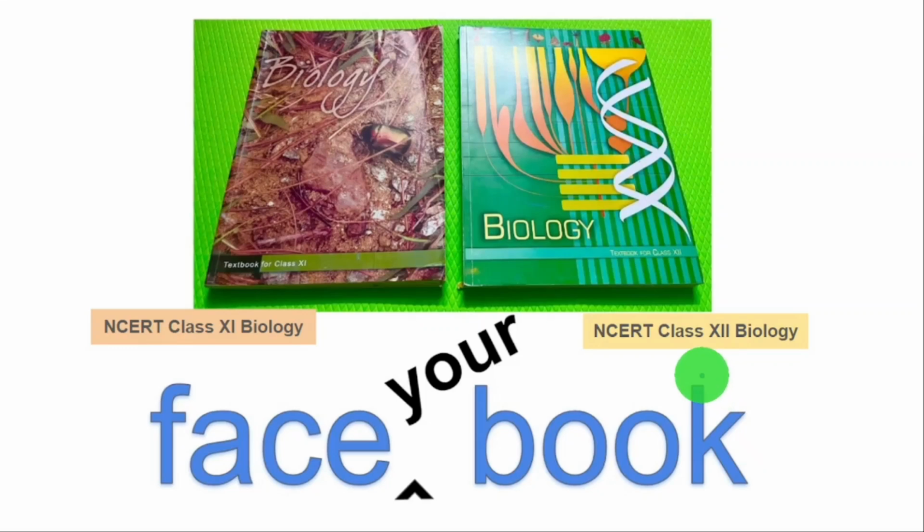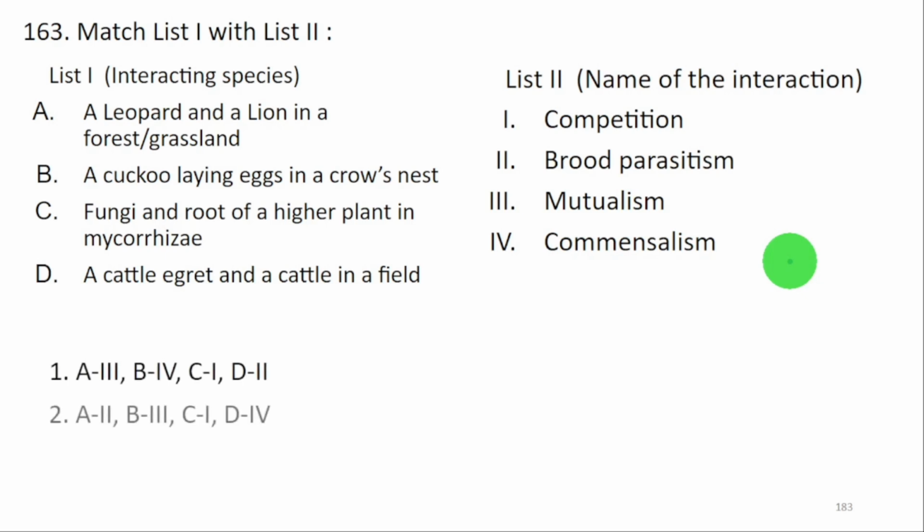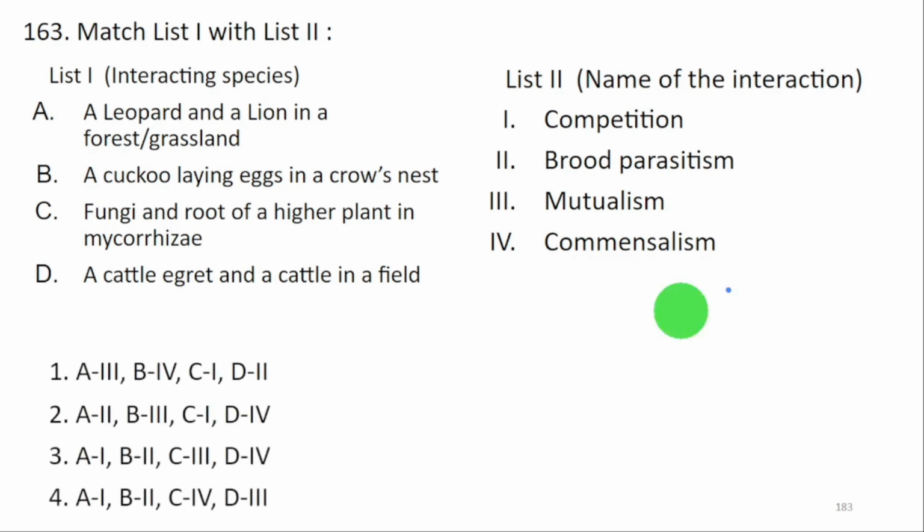This question is from class 12th textbook, chapter Organisms and Population. Question 163, NEET 2023. Match list 1 with list 2. So list 1 has interacting species and list 2 has the name of the interaction. Whenever there is a match question, you have to cross check with the options also.